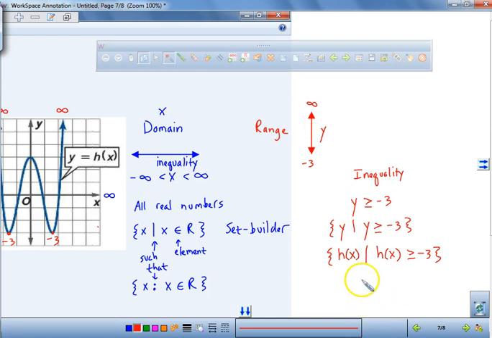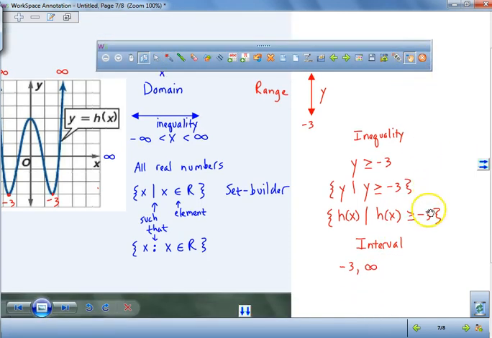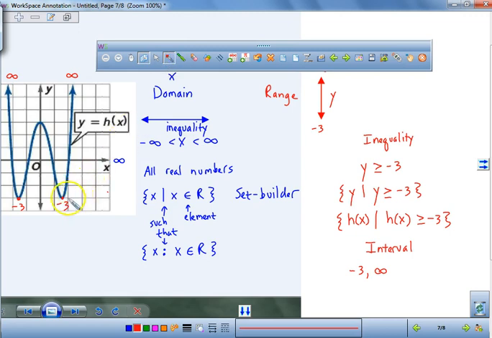And last but not least, we're going to write this in what's known as interval notation. So in interval notation, we would say that it goes from -3 to infinity. But this is where we have to figure out whether it's going to be a soft bracket or a hard bracket. Because this graph is technically including -3, I have to make a hard bracket, but it's never going to touch infinity, so that's going to be a soft bracket. So remember that hard bracket means equal to, and the soft bracket means not equal to.